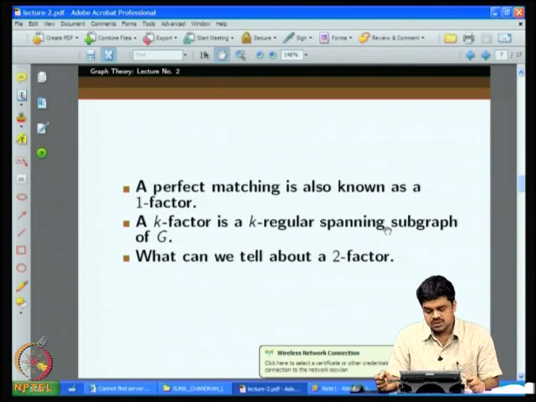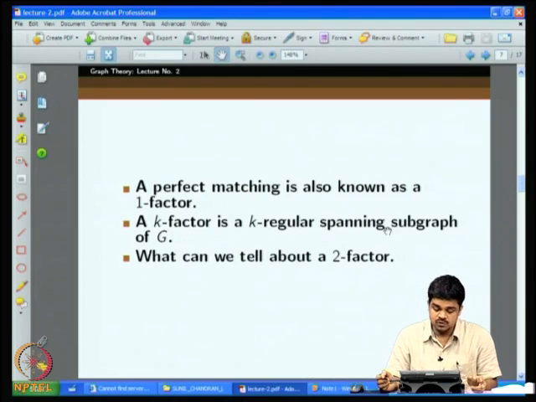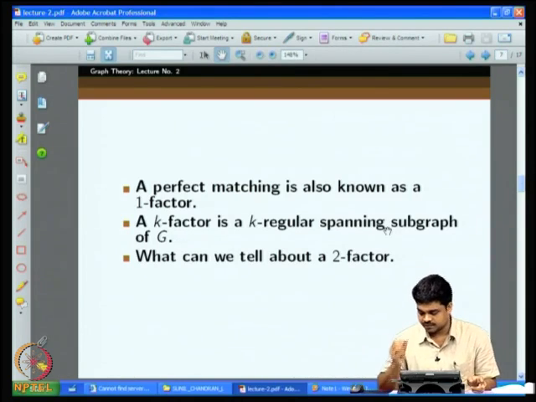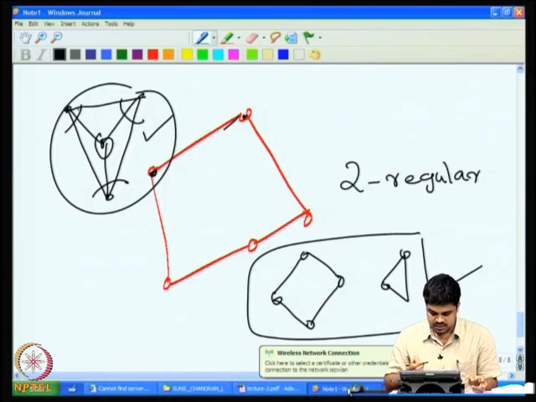And now suppose the vertex set of the subgraph is the same as the vertex set of the original graph. That means we do not lose any vertices from the original graph when we consider the subgraph. Then it is called a spanning subgraph, it spans all the vertices. And if it so happens that our subgraph is not only a spanning subgraph, but it is also k regular, then it is called a k factor.